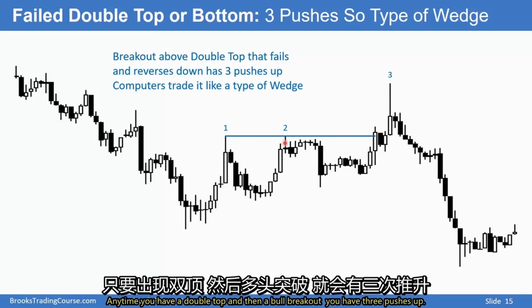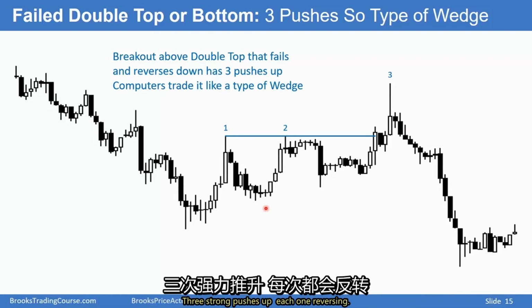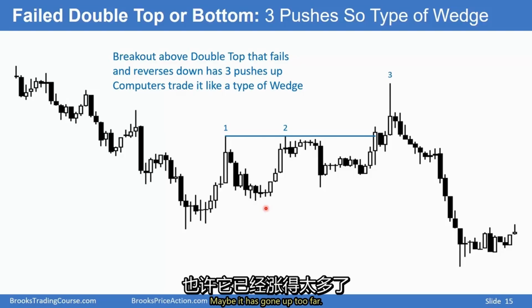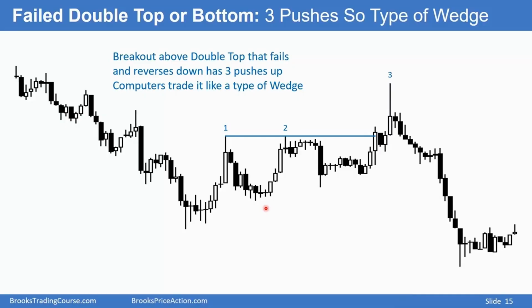Anytime you have a double top and then a bull breakout, you have three pushes up. If that third push fails and the market reverses down, this is a variation of a wedge, and the computers will treat it like a wedge. Three strong pushes up, each one reversing. They'll bet that the market has decided it cannot go up. Maybe it has gone up too far. Maybe it now needs to go down and find what price is too low.